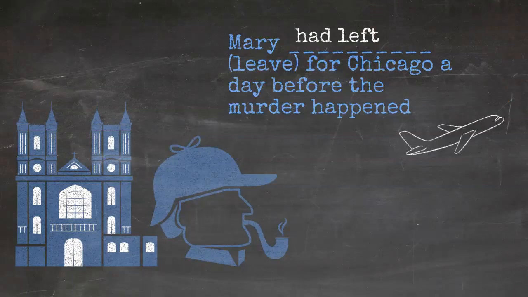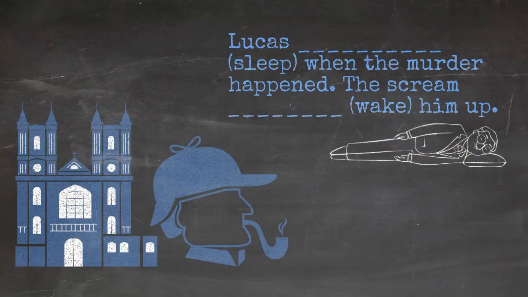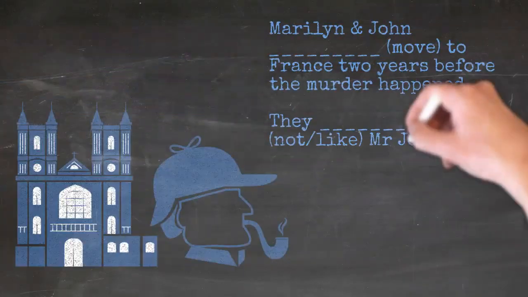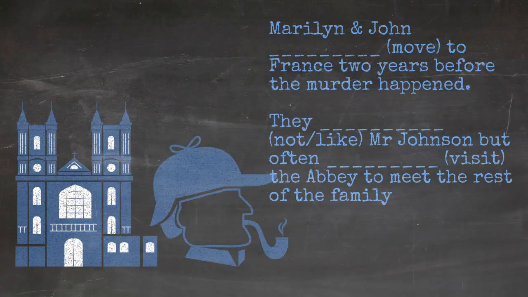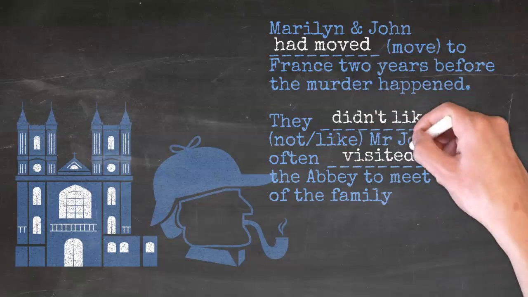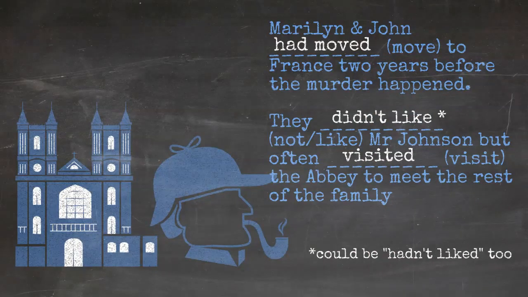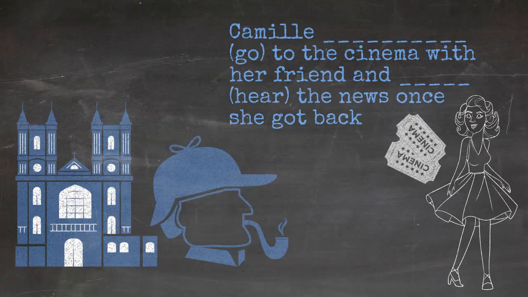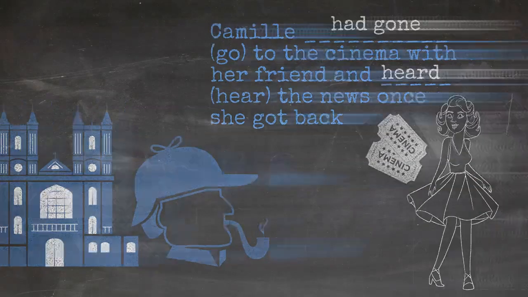Mary had left for Chicago a day before the murder happened. Lucas was sleeping when the murder happened. The scream woke him up. Marilyn and John had moved to France 2 years before the murder happened. They didn't like Mr. Johnson, but often visited the Abbey to meet the rest of the family. Camille had gone to the cinema with her friend and heard the news once she got back.